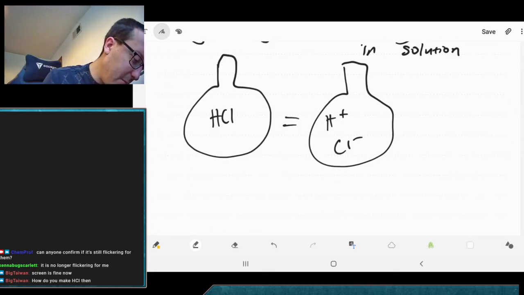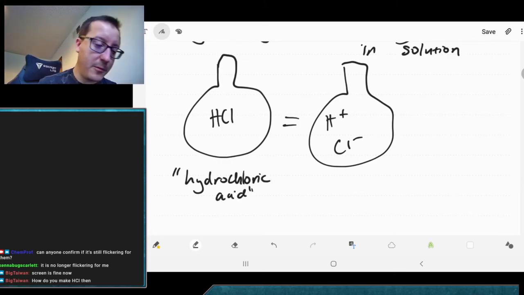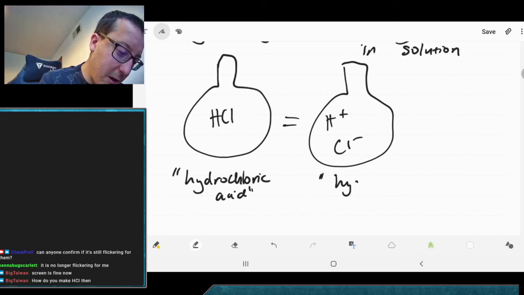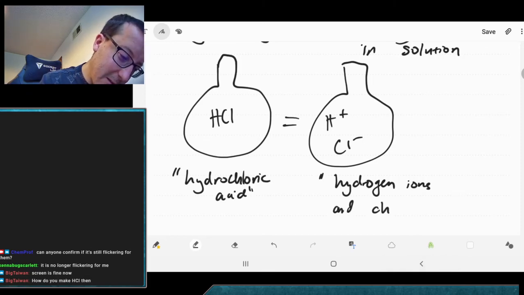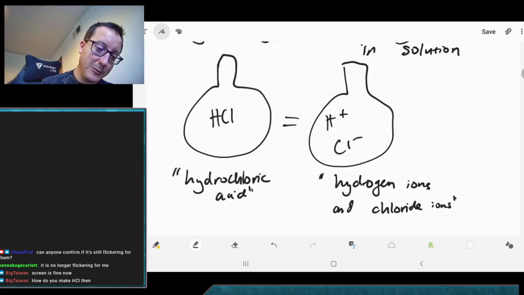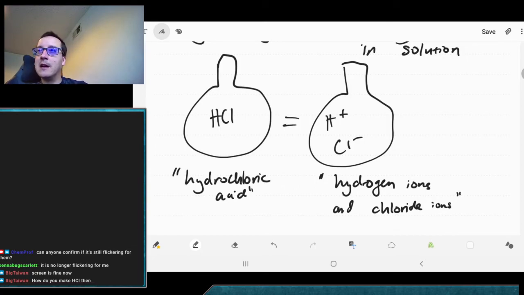So this bottle might say hydrochloric acid, but really it's hydrogen ions and chloride ions. And as you can imagine, it's a little bit easier to write hydrochloric acid on a bottle, or to just leave it as HCl, rather than talking about the behavior of it. So that's why it's typically done.